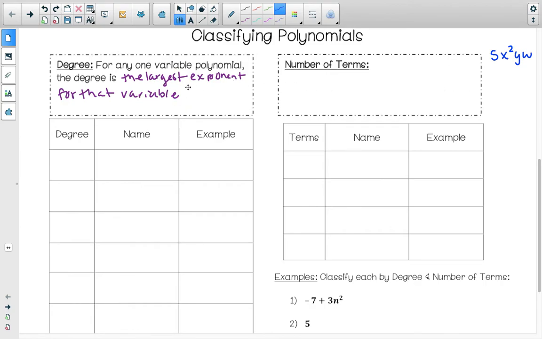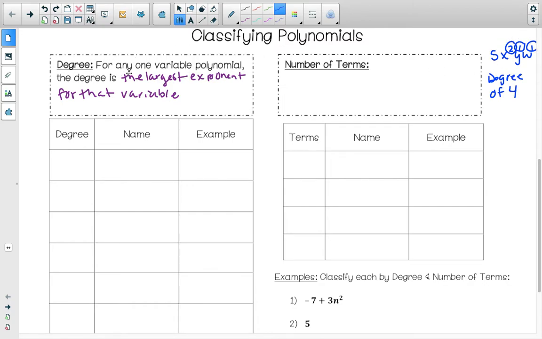This does not follow that it's the largest exponent for that variable. This has an exponent of 2, an exponent of 1, and an exponent of 1 on all of your variables. That means that the degree of this problem would be 2 plus 1 plus 1. We would have a degree of 4 for this problem because all of the variables are connected to the same coefficient. This is all in one term. So we would add up all of the exponents for this one term, not all of the terms in the problem, just this one term.